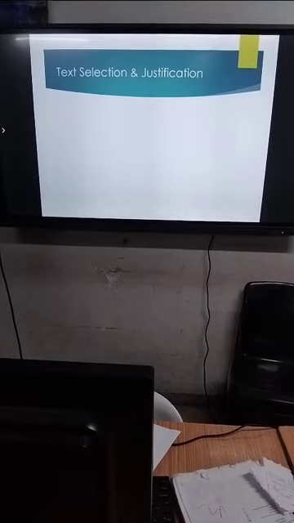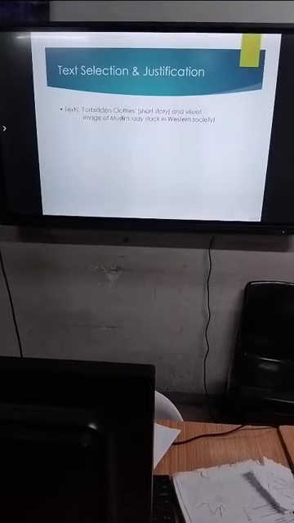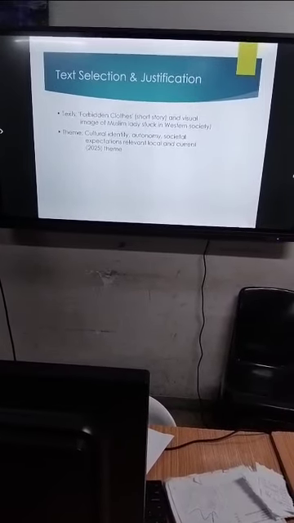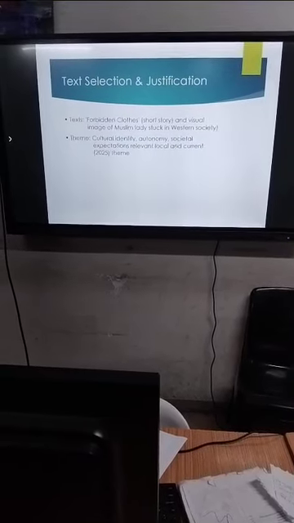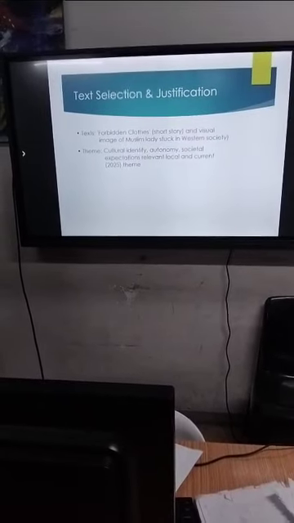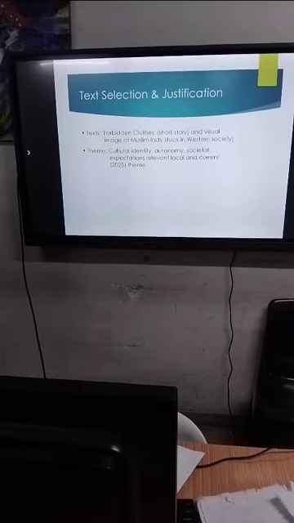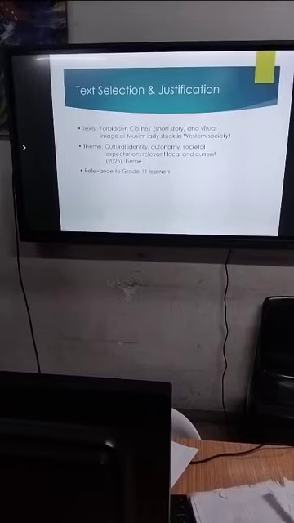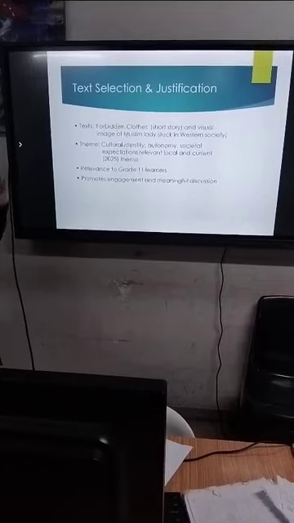Text selection and justification. So today for this presentation, I've chosen Forbidden Clothes and a visual image of a Muslim lady who is stuck in a Western society. So these texts explore cultural identity, autonomy, and societal expectations. These are relevant local and current 2025 themes. These texts are relevant to grade 11 learners. They promote engagement and meaningful discussion.